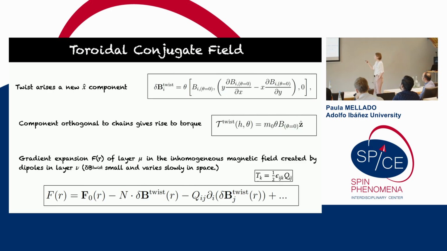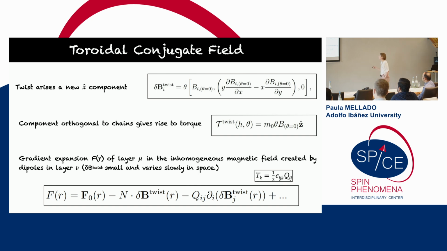One can also do a gradient expansion of the free energy of layer mu in the inhomogeneous magnetic field, which is created by dipoles in the layer nu. And we have that the free energy is the original free energy without a twist, and there is this term, which is proportional to the staggered magnetization multiplied by the twisting magnetic field. And there is this term here, and this term is proportional to the toroidicity of the system.